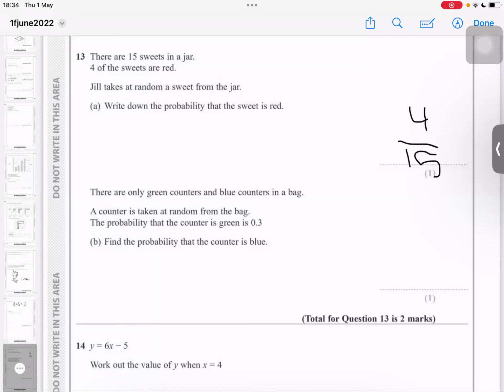So if the probability of the counter being green is 0.3, what do you think will be the probability of the counter being blue? 0.7. Perfect, because total probability is 1. So it's quite obvious. If you wanted to show a working for that, all you need to do is to say 1 minus 0.3. Okay. So I think we can move on.